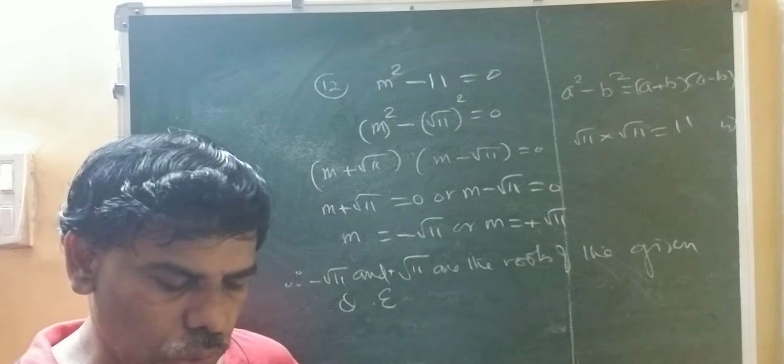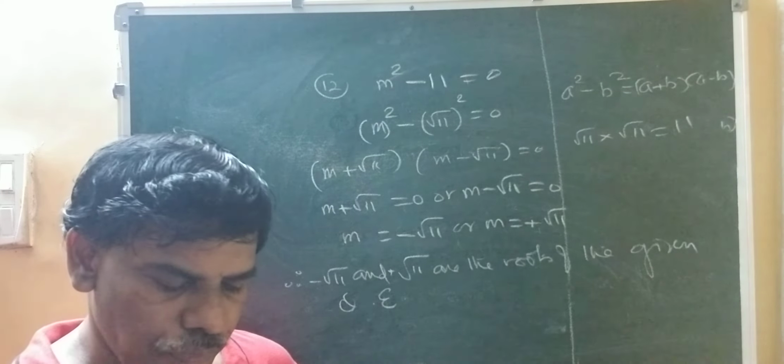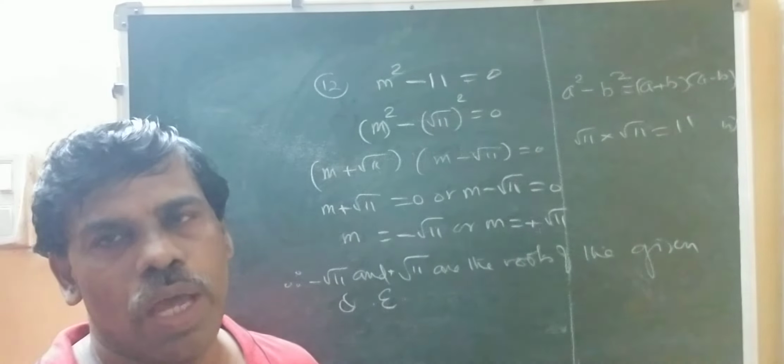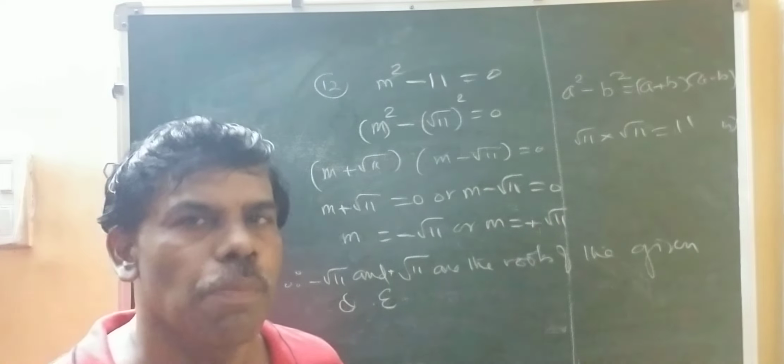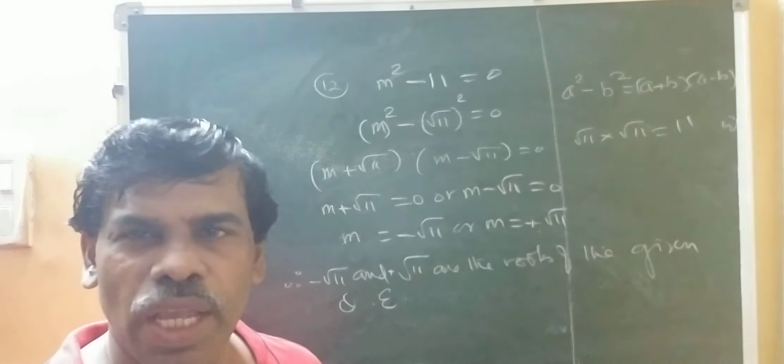Now we will move on to Practice 2.3, which is called the completing the square method. That also I will teach you in a simple way, or rather the simplest way. Okay, then we will do that one.